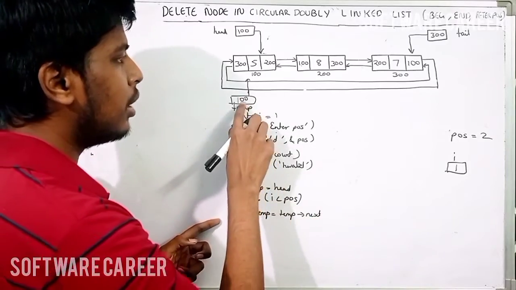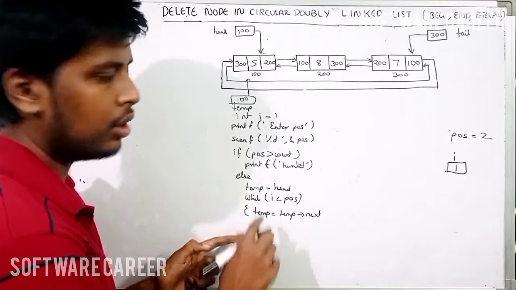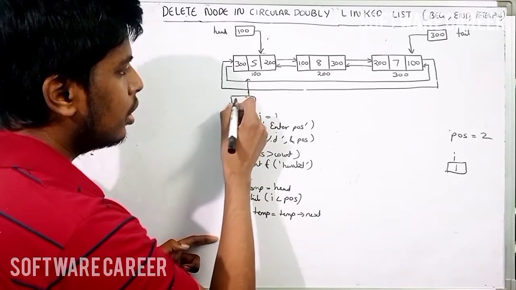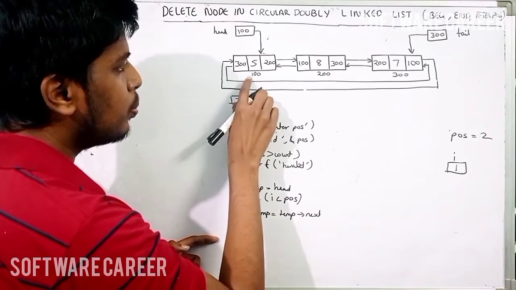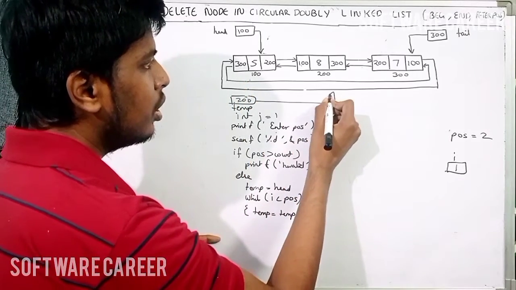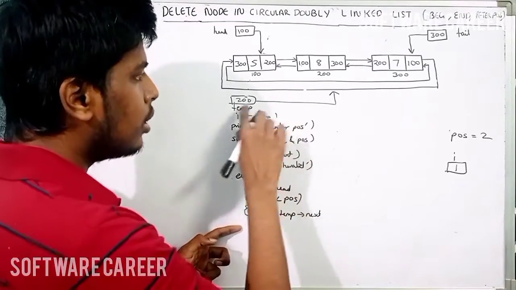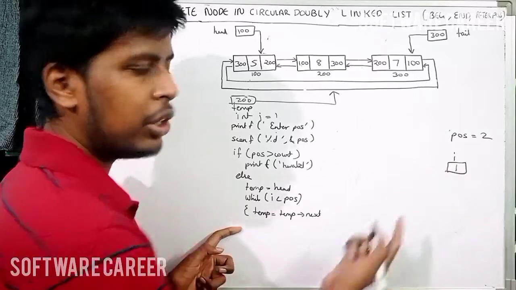Now see, temp is 100. 100 next is 200. This 200 should be put in this temp pointer, that is here. So this pointer gets cancelled. This link gets cancelled and this temp pointer is pointing to the second node, that is 200. Now see, now temp is pointing to second node, so I should be 2.